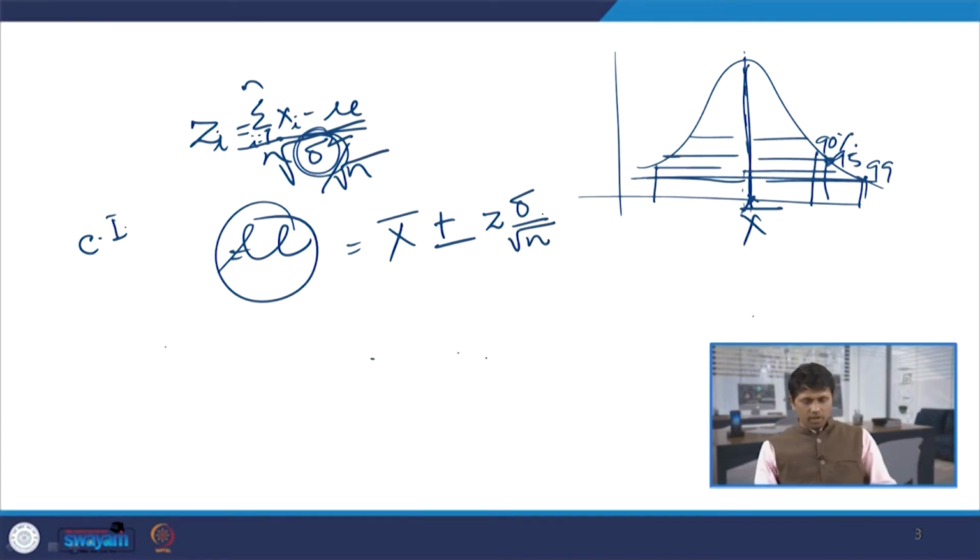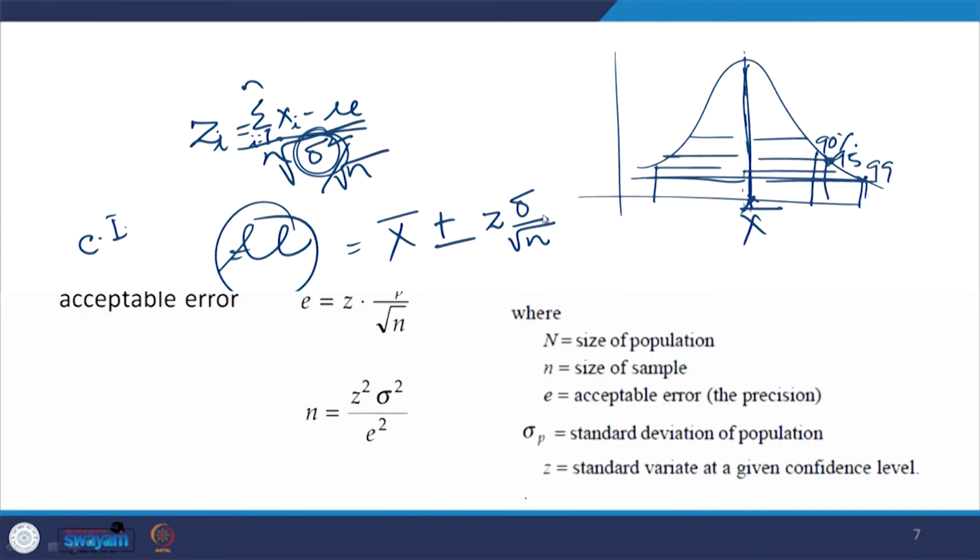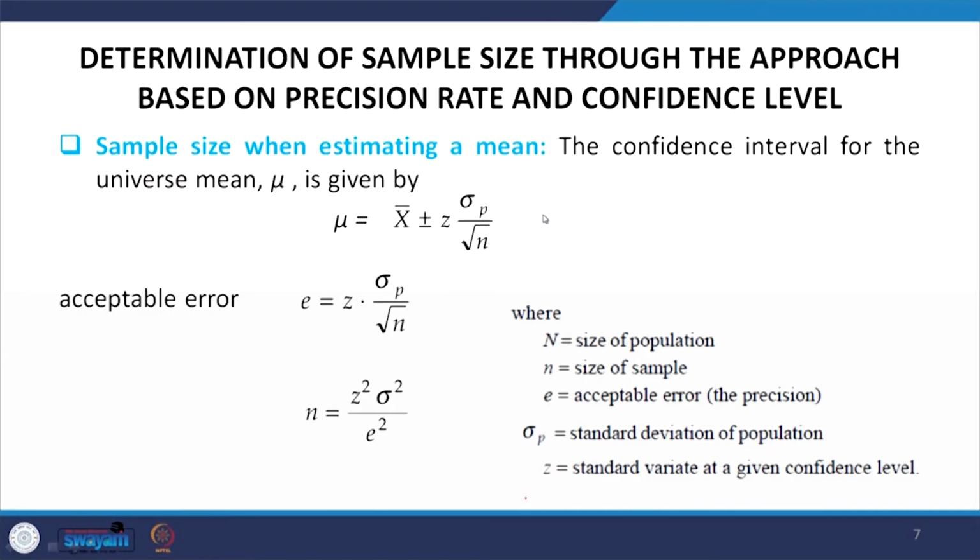So now let me move to the original equation. It is clearly given here. Based on when we have a sample size and the total population is not known, when we are estimating a mean, the confidence interval for the universe mean, that is mu, is equal to x bar plus minus z times sigma by square root of n. I have already derived this on the plain page.